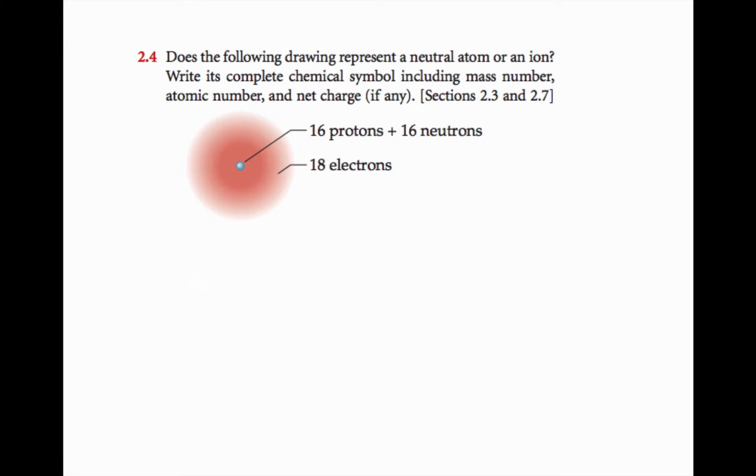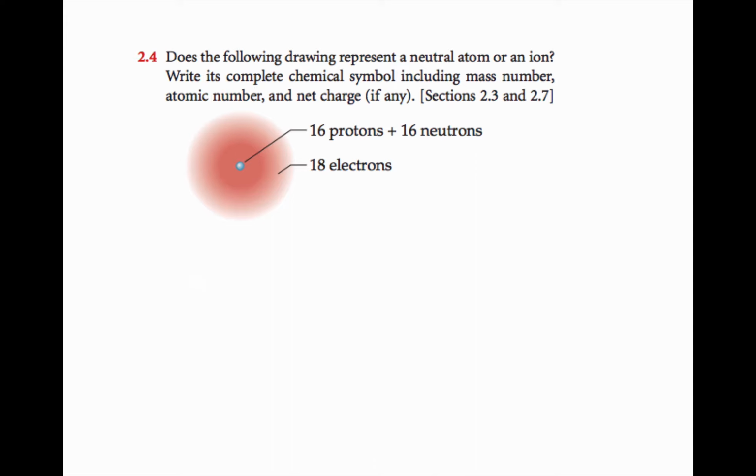Does the following drawing represent a neutral atom or an ion? Write its complete chemical symbol, including its mass number, atomic number, and net charge, if any. All right, so looking at our atom here, the small section in the middle is the nucleus. That's where all the mass of the atom is. It tells us we have 16 protons and 16 neutrons.